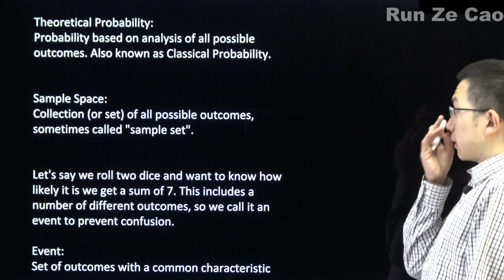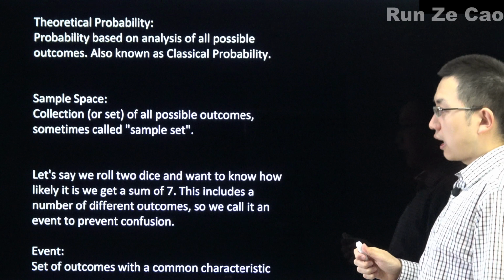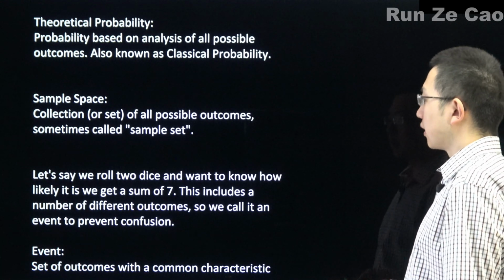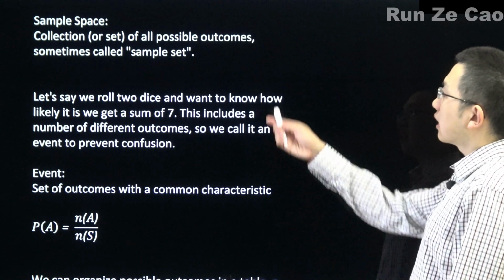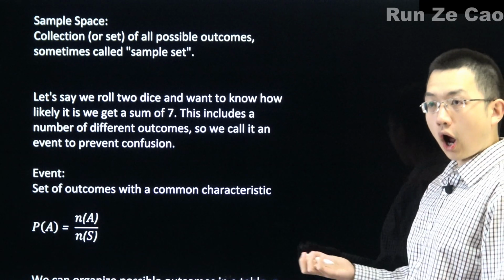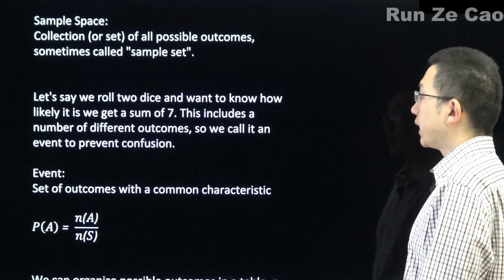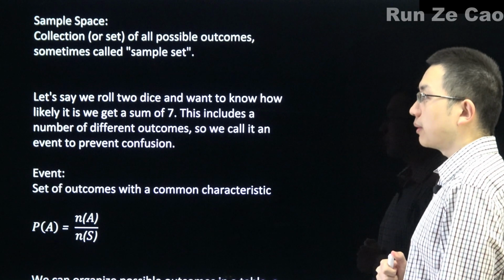Spades are generally considered the strongest, depending on the game. And then it's hearts, and then clubs, and diamonds. So there's a sample set of 52 cards you could pick. These are all the possible outcomes.